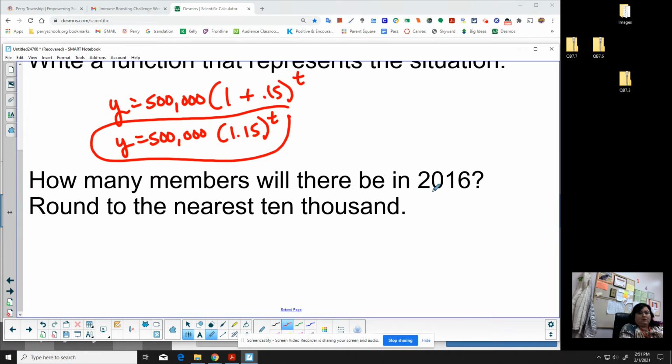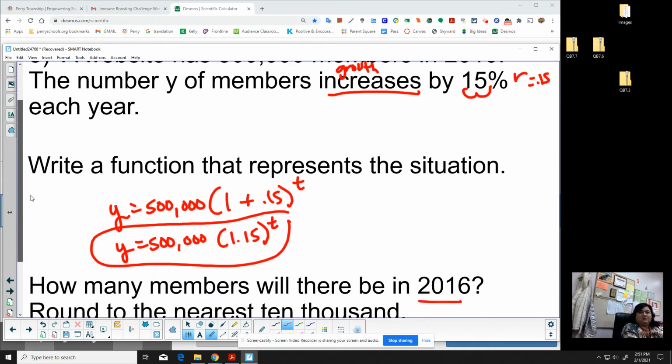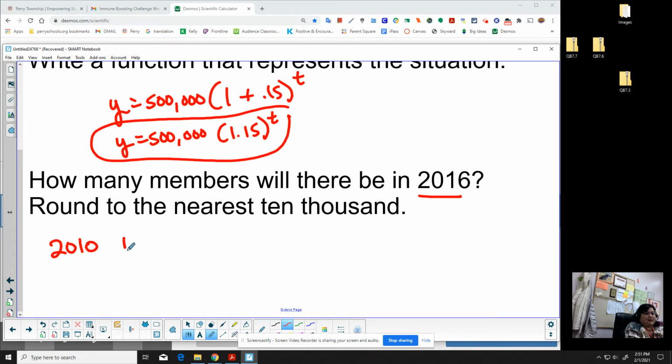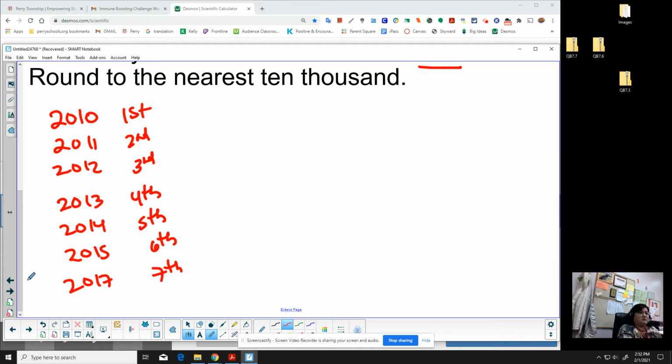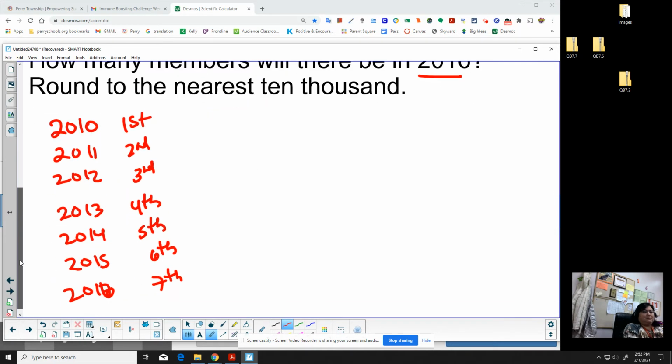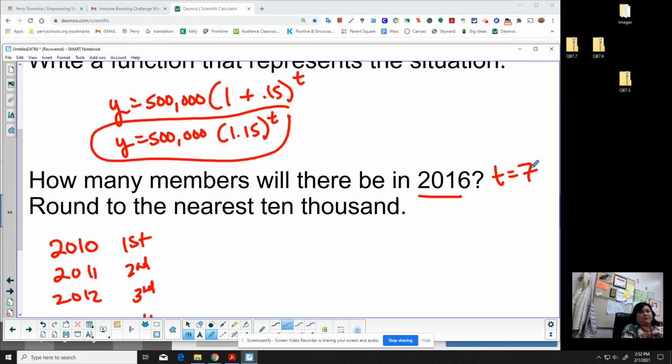How many members will there be in 2016? So what did it start with in 2010? So 2010 was the first year. 2011 is the second. 2012 is the third year. 2013 is the fourth. 2014 is the fifth. 2015 is the sixth. 2016 is the seventh. Yeah, so this T is going to be 7 here, because 2010 was 1, not 0.